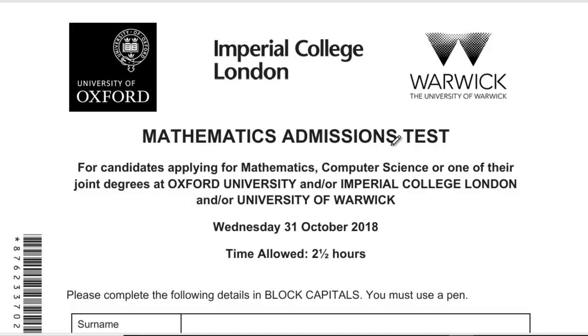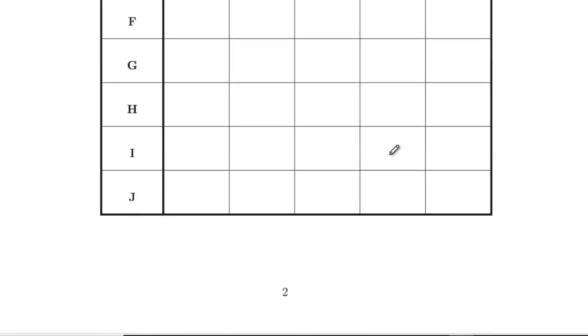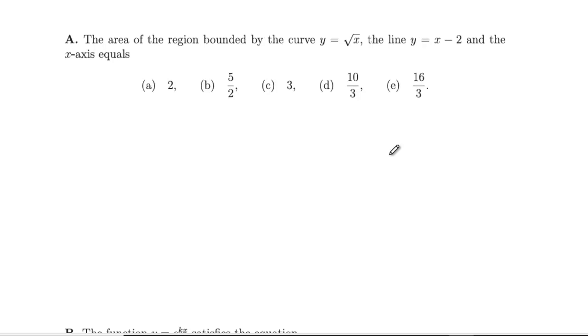Hello, kicking off the 2018 MAT with the 10 multiple choice questions. Starting with question A, the area of the region bounded by the curve y equals square root x, line y equals x minus 2, and the x-axis equals what?